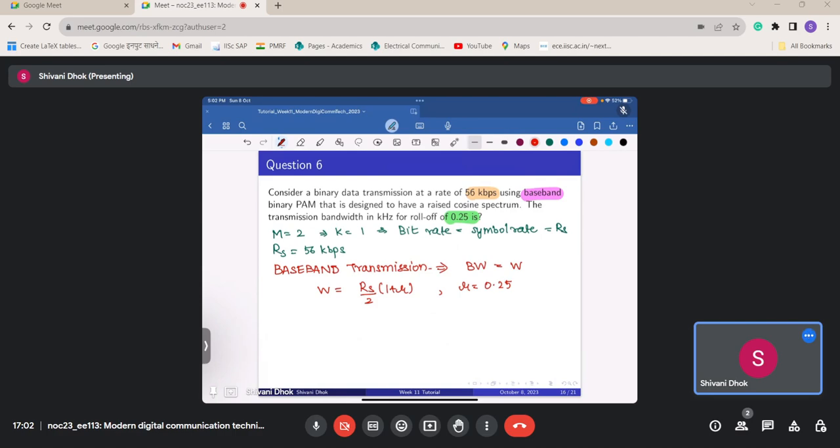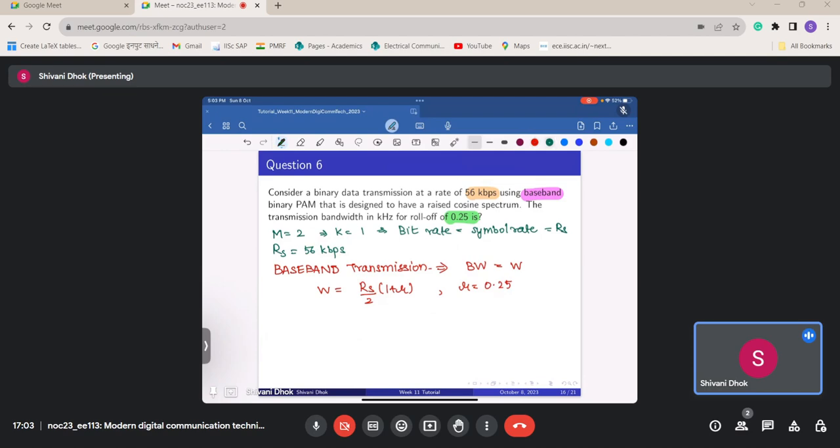Okay, I hope this part is clear. So now let us plug in all the values that we know. So what all things do we know? We know this Rs, we know this Rs, we know this R. So let us substitute these values here.